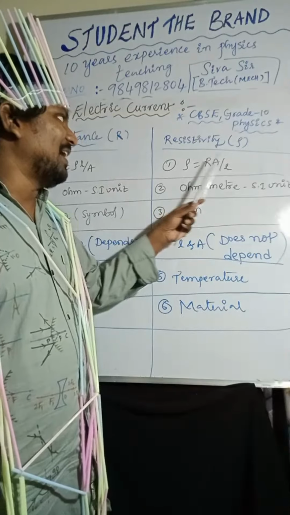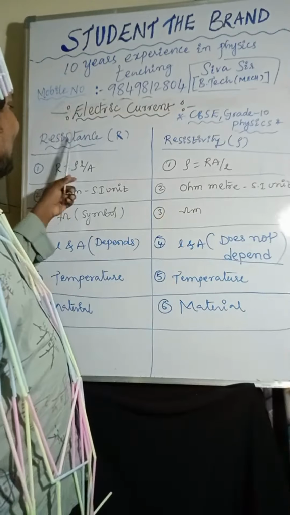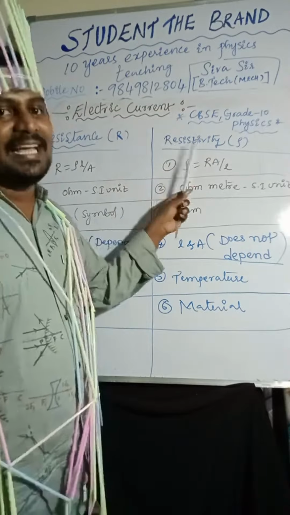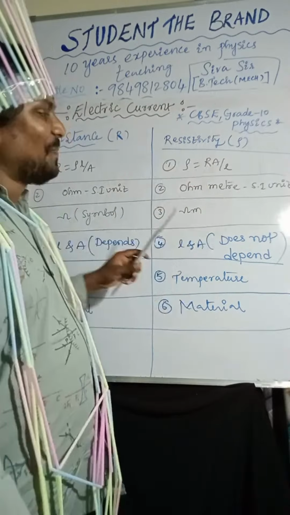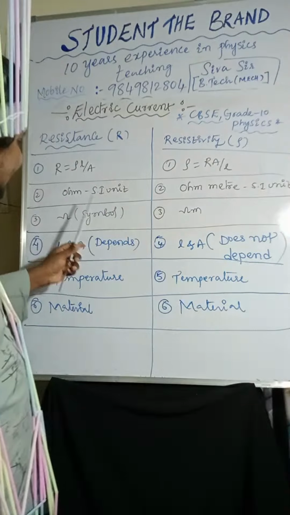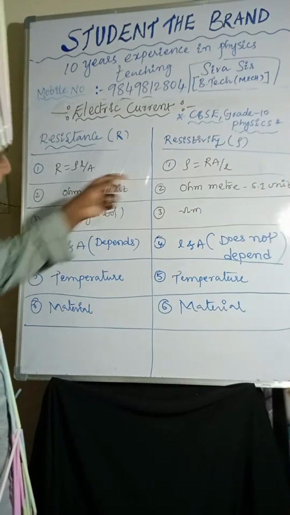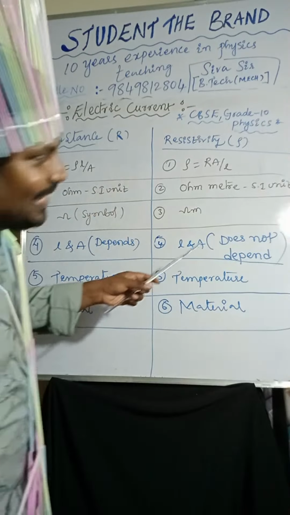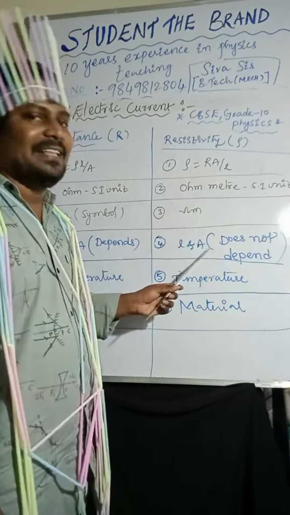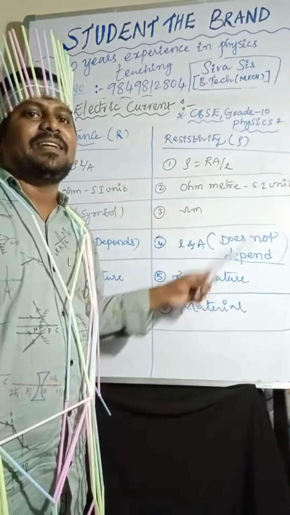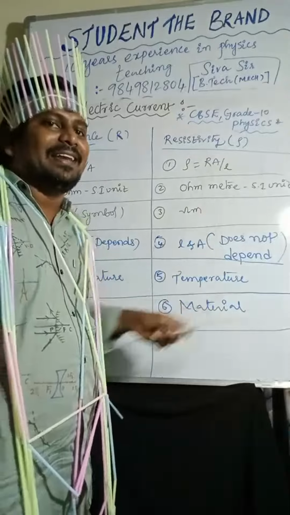Resistivity rho equal to RA by L. The SI unit of resistance is ohm. The SI unit of resistivity is ohm meter. Ohm is the symbol of resistance, and resistance depends on length and area. Resistivity does not depend on length and area.